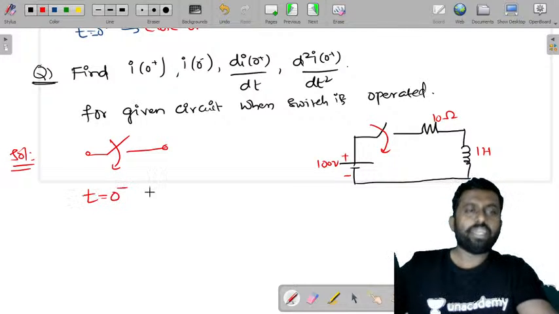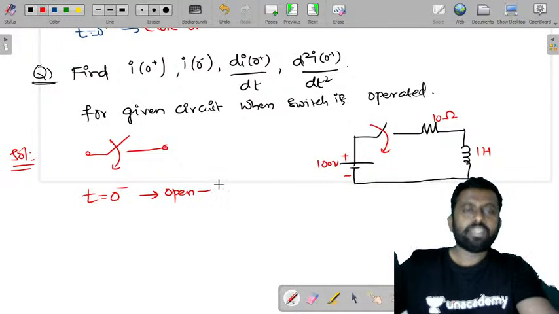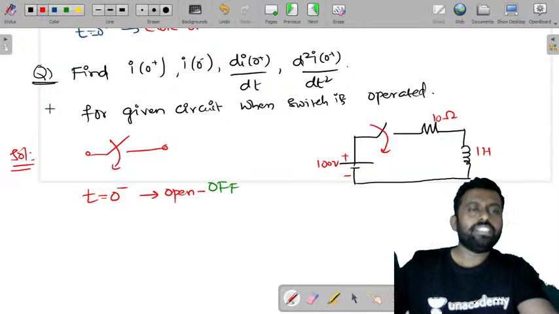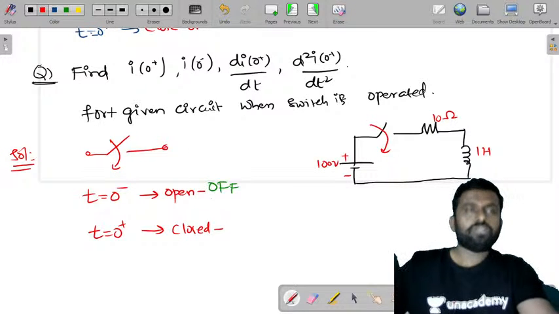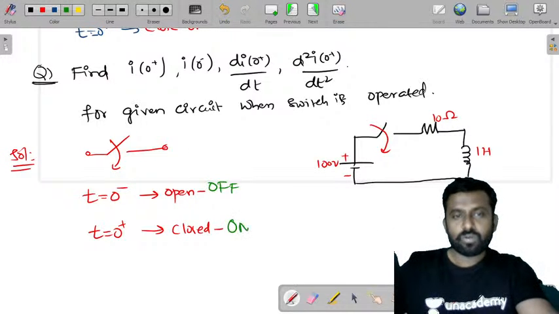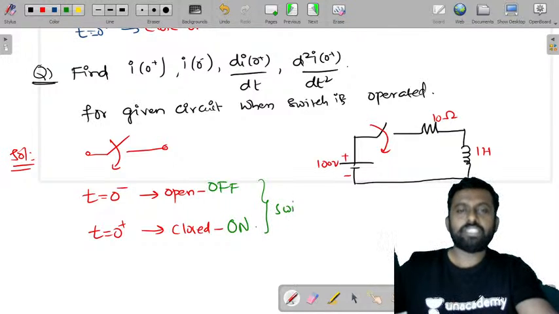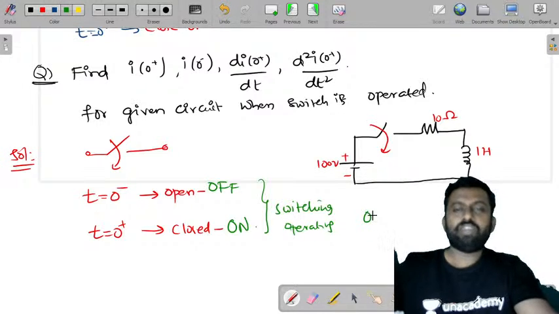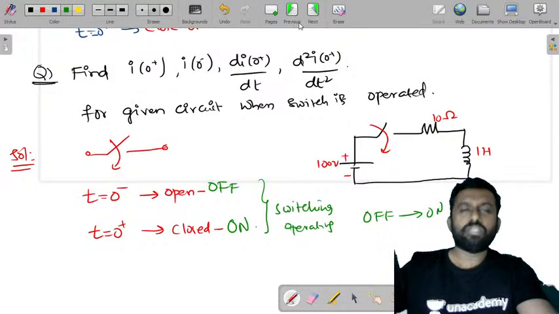So at t0 minus, the switch is open and we are making it on, right? So it is open, so this is off. Now at t0 plus, you need to observe the switch is closed. At t0 plus, the switch is closed. We are switching it on. This is the switching operation that we are doing. We are switching from off state to on state. So now let's try to look at that.